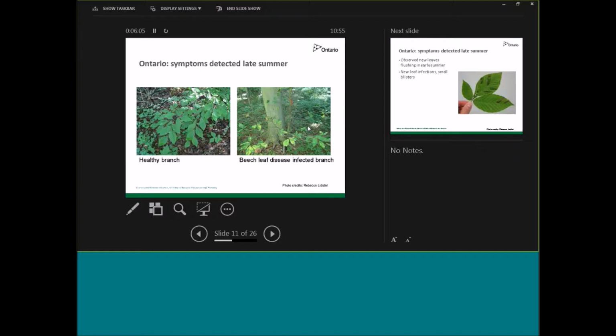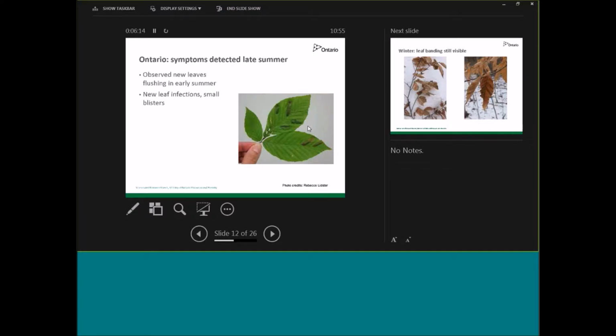On the left side is your healthy branch, what it should look like, and on the right is a tree with disease. During the summer, there were some leaves that reflushed, so we had some new leaves develop on these trees, and then we started to see that they became affected later in the season as well.